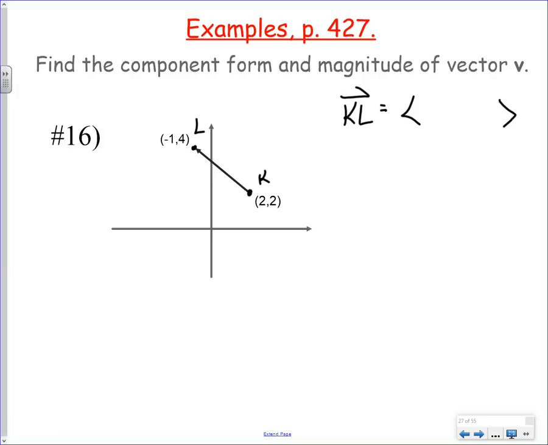Because remember, it has to be tail to head, has to be initial to final. And the arrow is where we're ending up. That's okay. Now what?